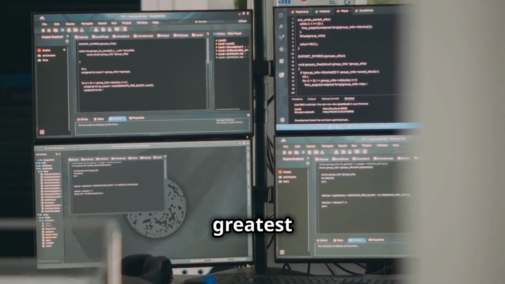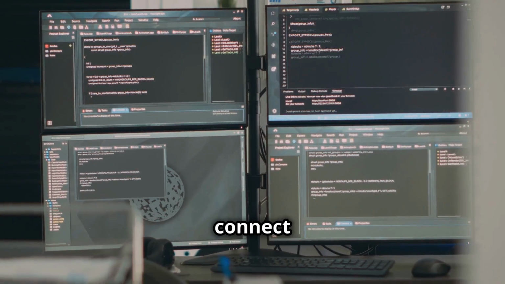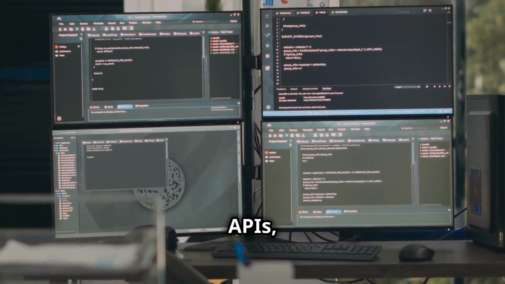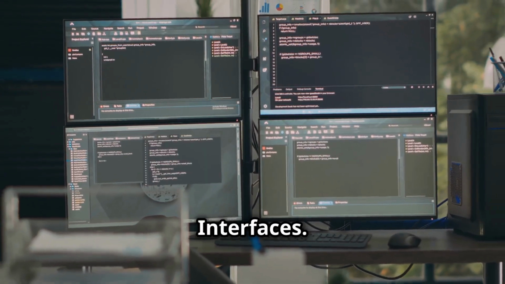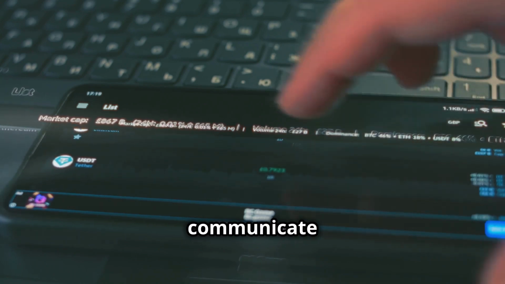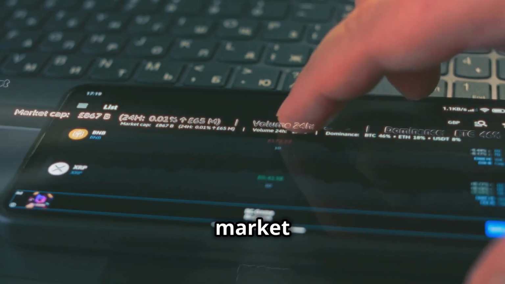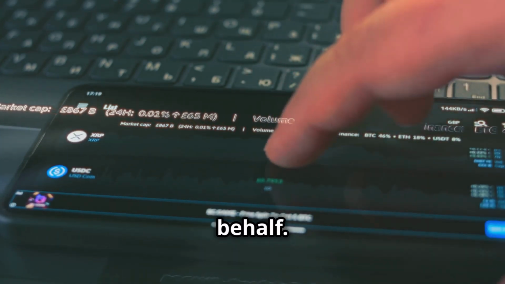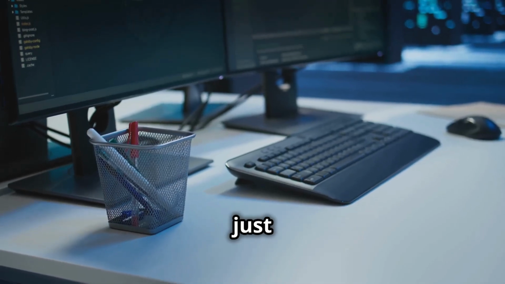One of Python's greatest strengths lies in its ability to connect to cryptocurrency exchanges through APIs, or application programming interfaces. These APIs act as bridges, allowing our Python code to communicate with exchanges, fetch real-time market data, and execute trades on our behalf. But Python itself is just the starting point.